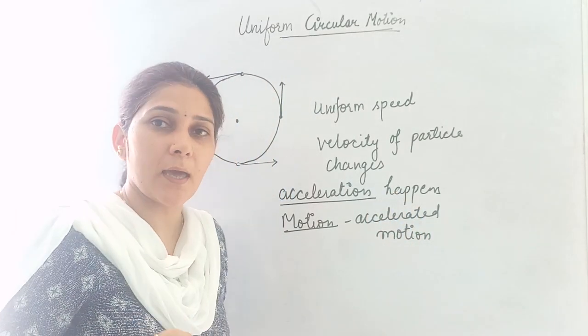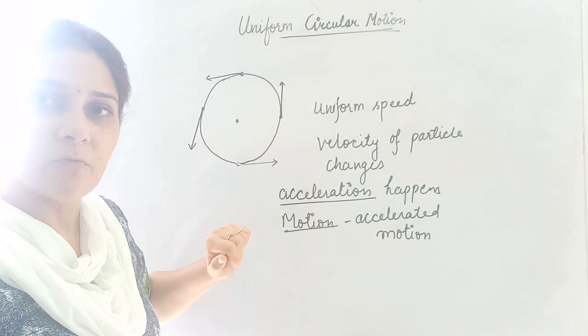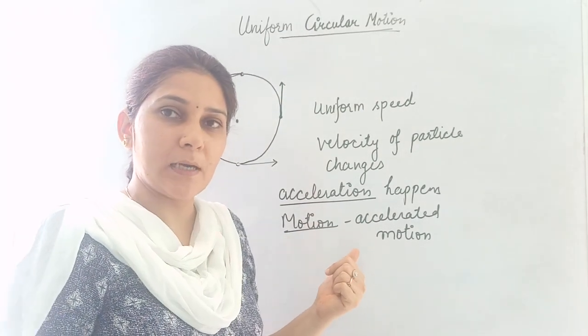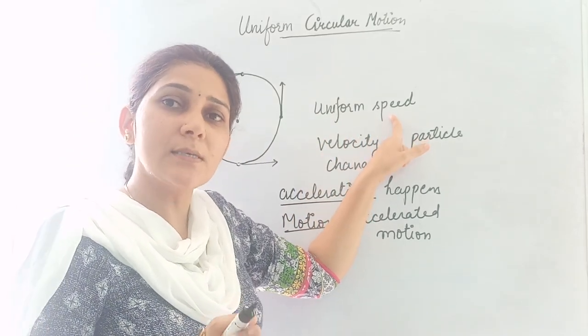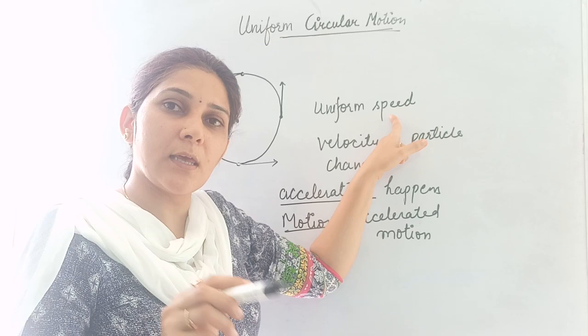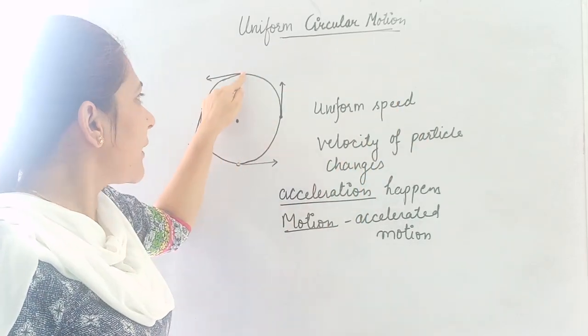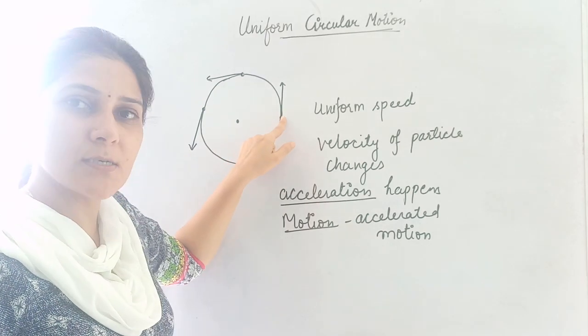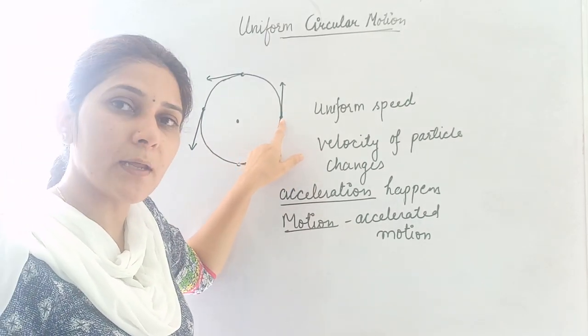I'll tell you again, we are talking about motion of a particle in a circular path. The particle is moving with uniform speed, meaning it covers equal distances in equal intervals of time. But at every point the direction of the particle changes. How can we get the direction? By drawing the tangent at the point where the particle is present.